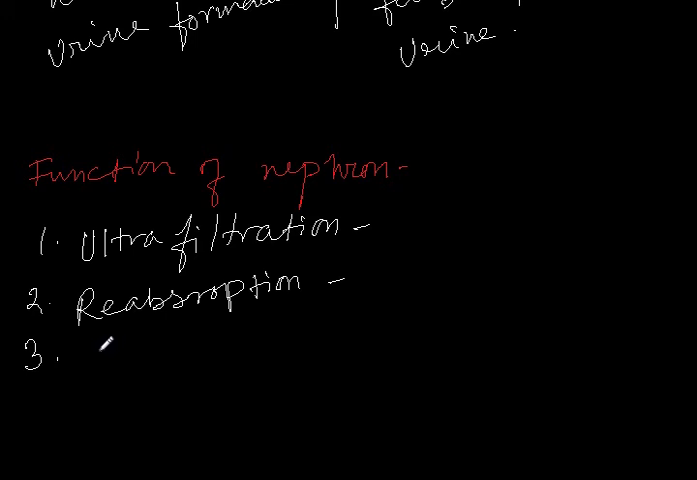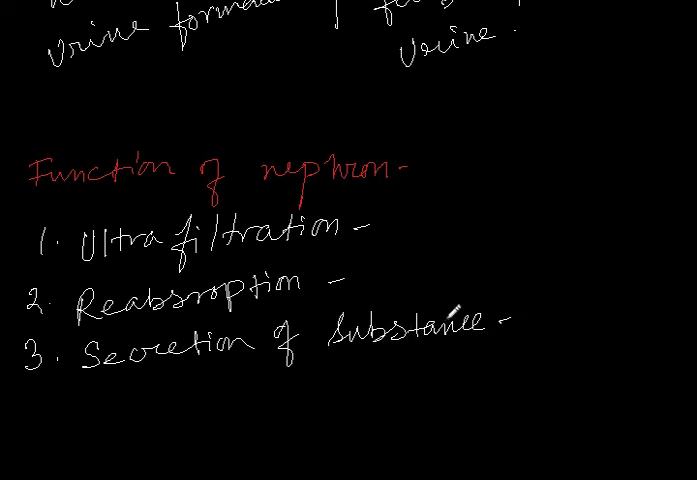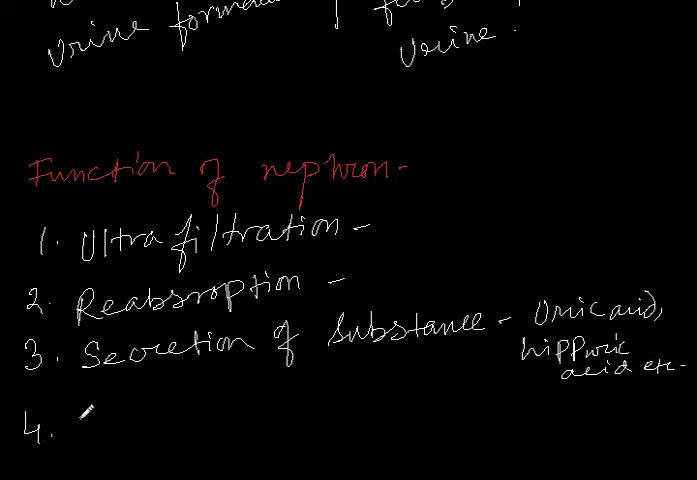The next important function is secretion of substances. The PCT, loop of Henle, and DCT, this nephric tubule portion, secrete different kinds of things like uric acid, etc. And the last one is formation of new substances.